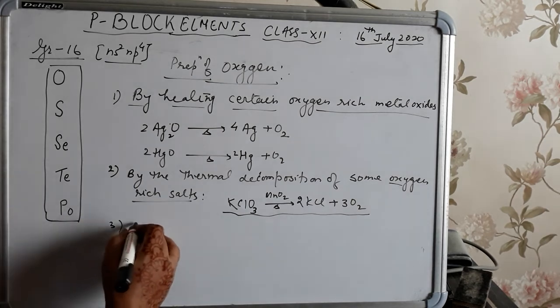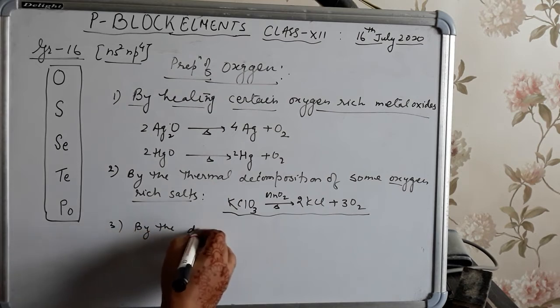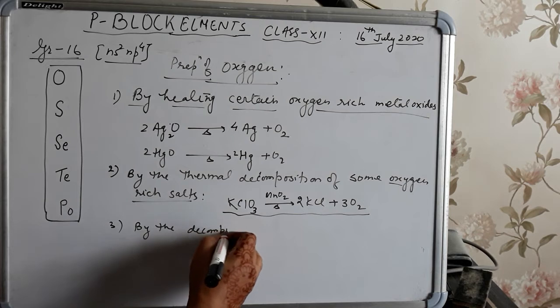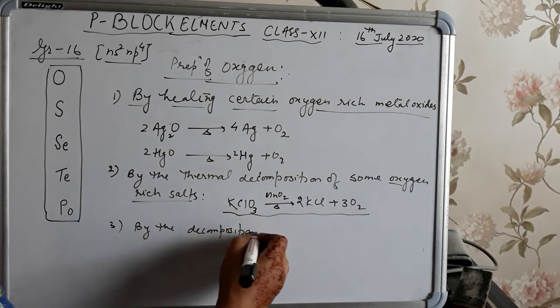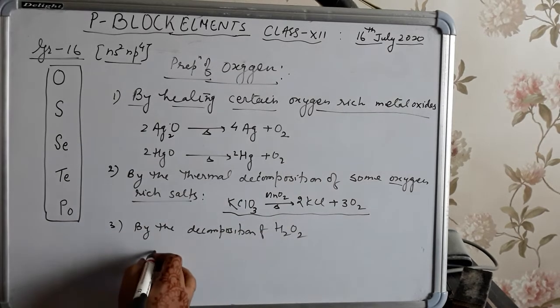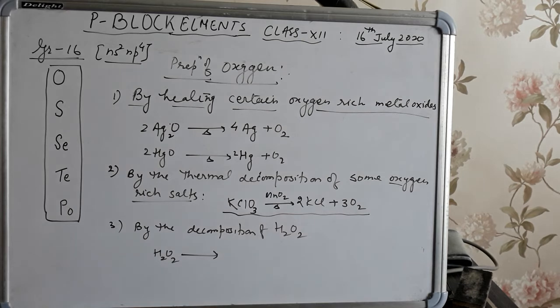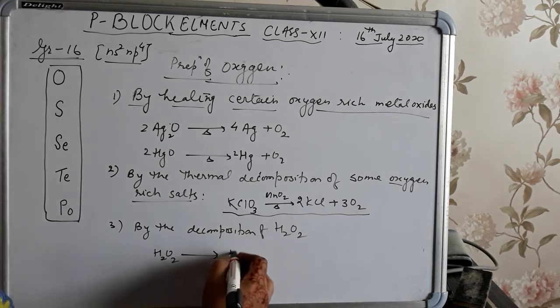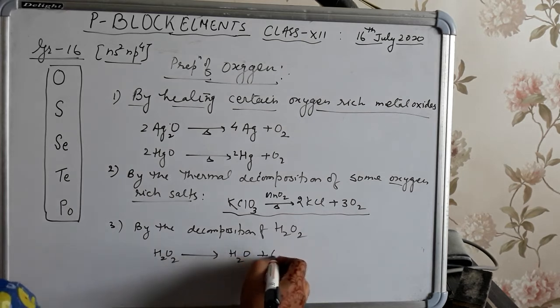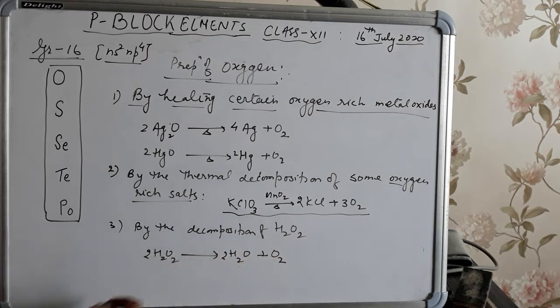The third method is by the decomposition of hydrogen peroxide. As we know, hydrogen peroxide undergoes a disproportionation reaction and it will form H2O and O2. So these are the simple methods we use for preparing oxygen.